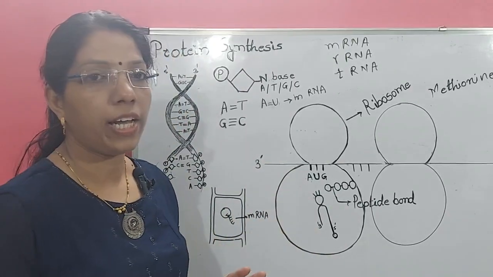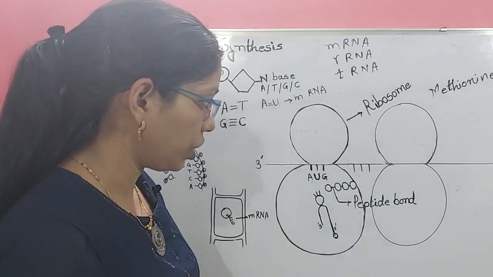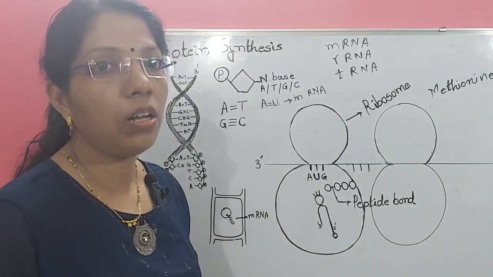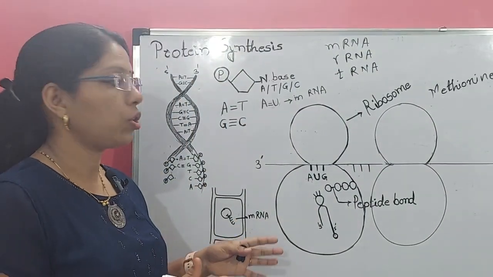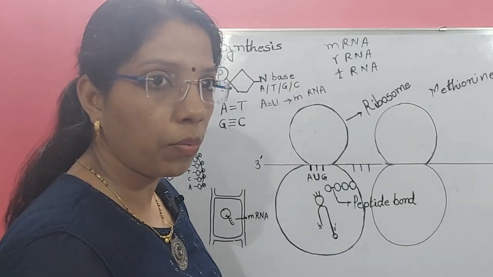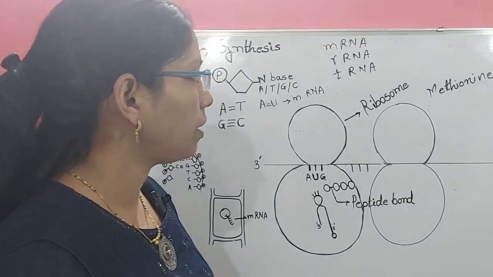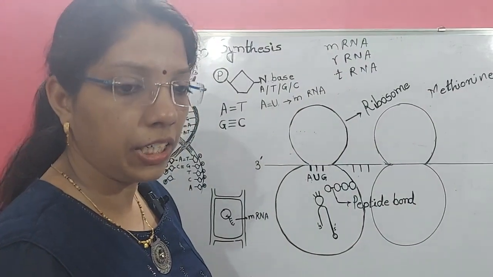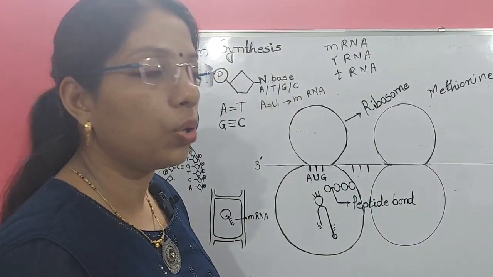That process of amino acid chain formation is called translation. So translation is the process of actual formation of protein. So this is about the second step of protein synthesis. We have seen transcription, the second one is translation, and the third is translocation.